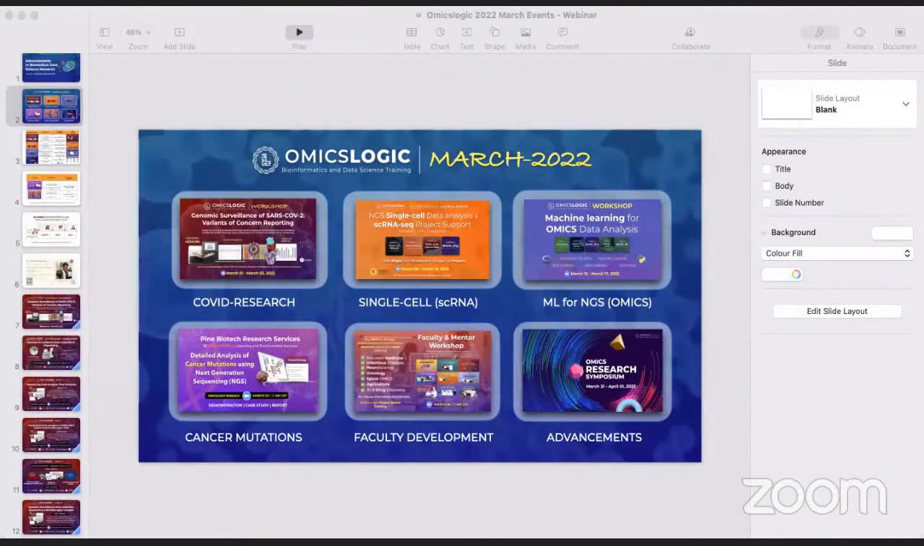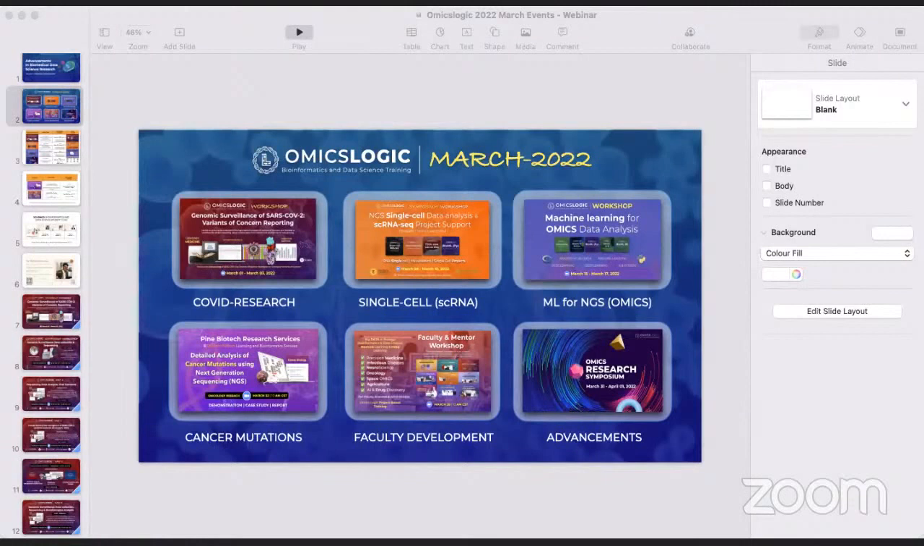And to sum it up, we will discuss the training and the research and what we are doing with our OmicsLogic curriculums. We will discuss that in our faculty and mentor workshop, which will be an opportunity for faculty especially to integrate some of these curriculums, such as introduction to bioinformatics, data science, and machine learning, into their teaching or into their projects.